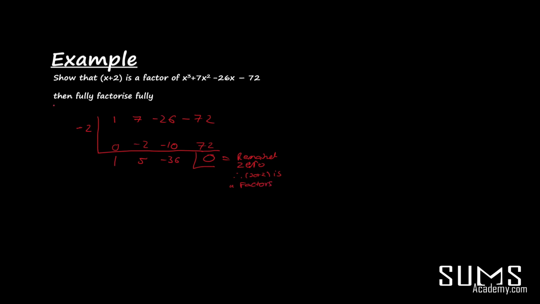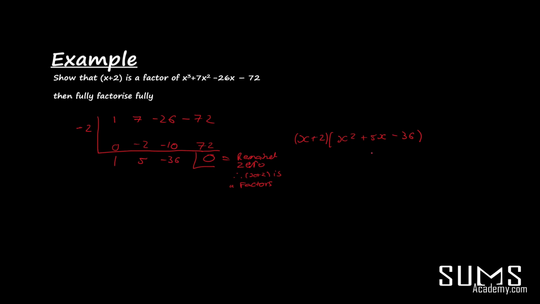But we're not done yet. It says fully factorize. So now what are we left with? Well, we know that x plus 2 is a factor, and what we do is write out our quotient here. But remember, it goes down by one order. So this is going to become x squared plus 5x minus 36.